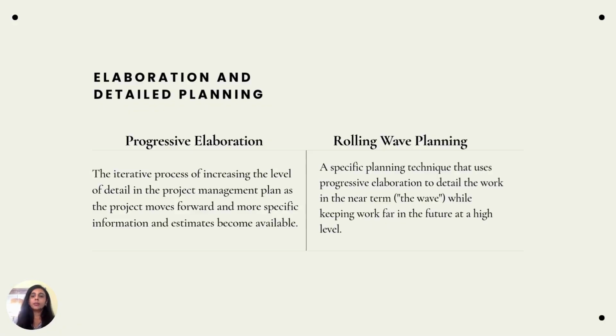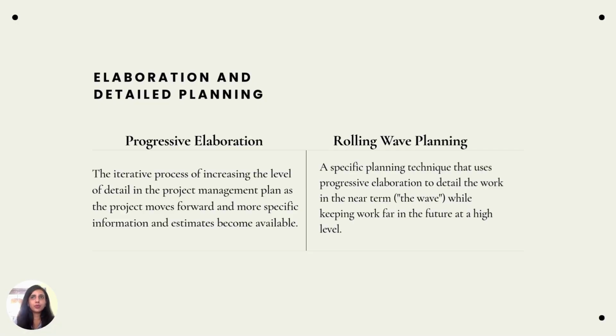Progressive elaboration is the process of continuously improving and detailing a plan as more specific and accurate information becomes available over time. It's not rework. It's a planned, intentional refinement of the project documents. Whereas rolling wave planning is a progressive elaboration technique where near-term work is planned in detail, future work is planned at a high level, and it is broken down in more detail as the project progresses.